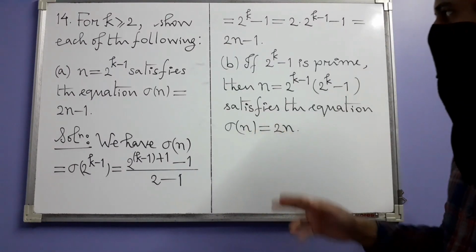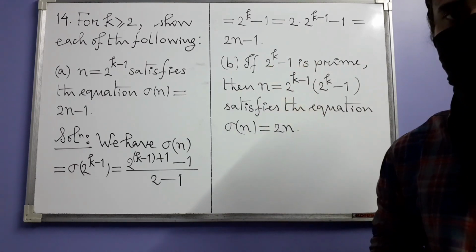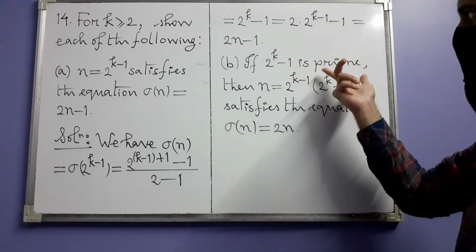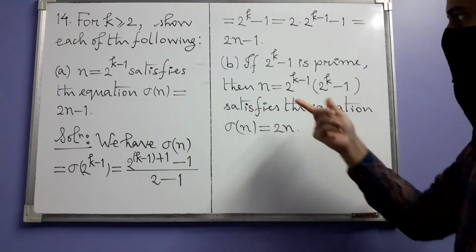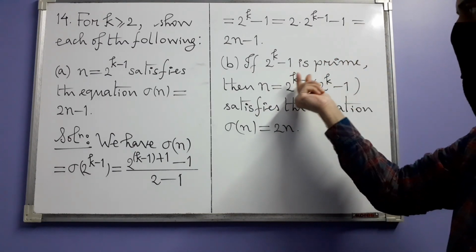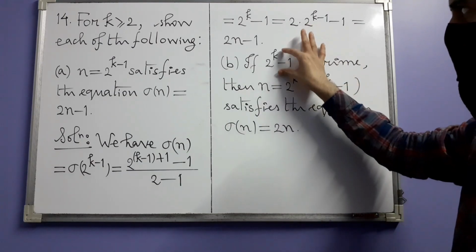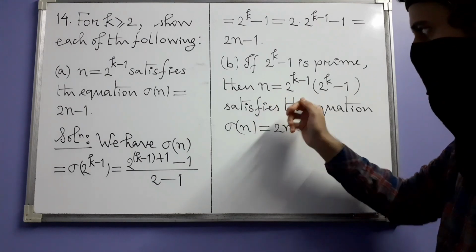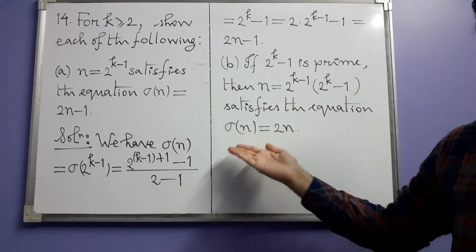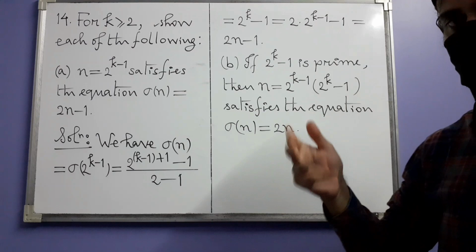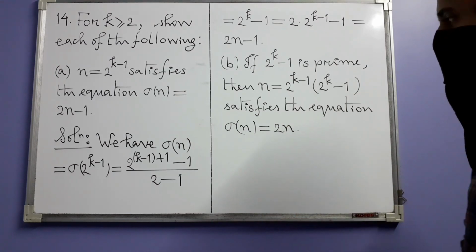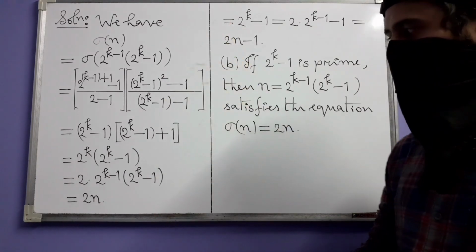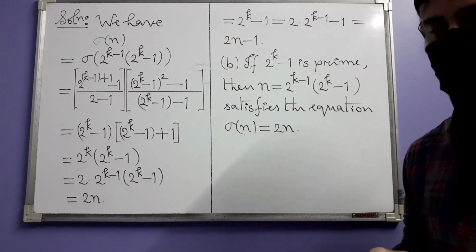In part B, our n is not this 2 to the power k minus 1, but instead something else is given. This number is prime, and this is our n, 2 to the power k minus 1 times this one. So we are being asked to show that this n satisfies this equation, that its sigma value would be twice its original value. So I have written the solution on that side because it involves such a calculation. So it's a little weird to start from here.